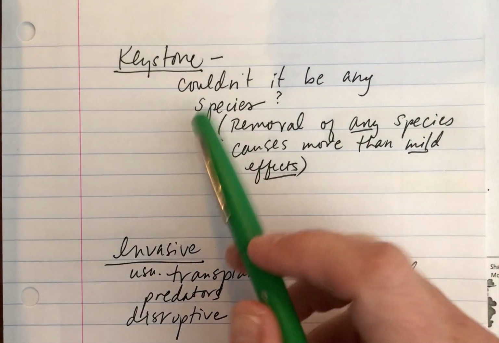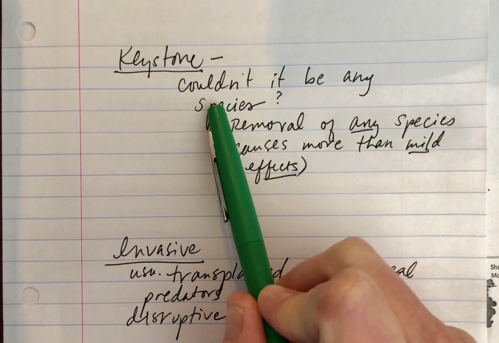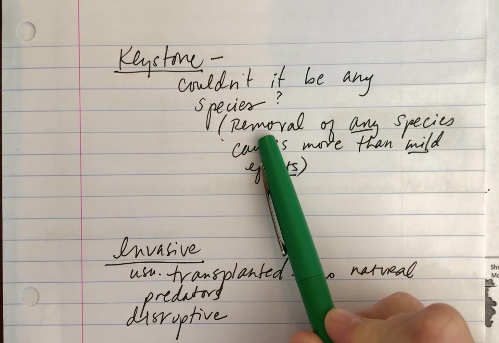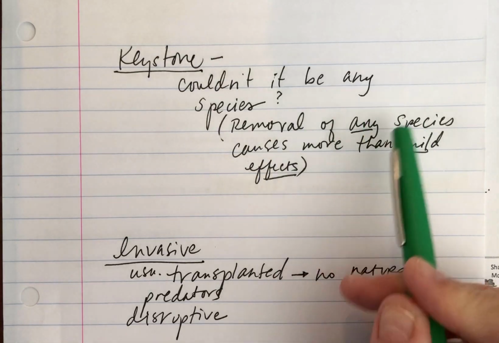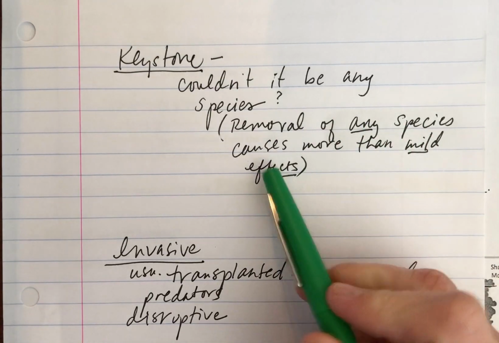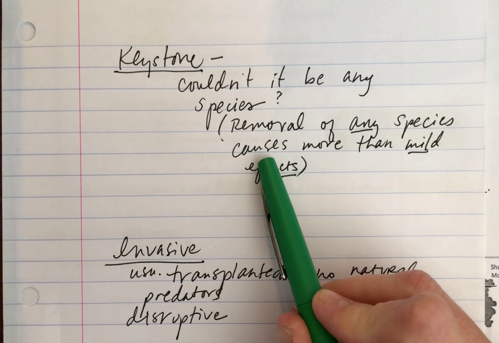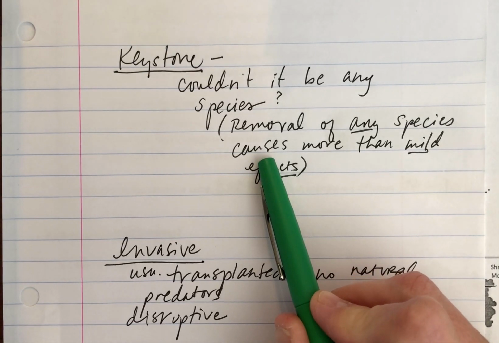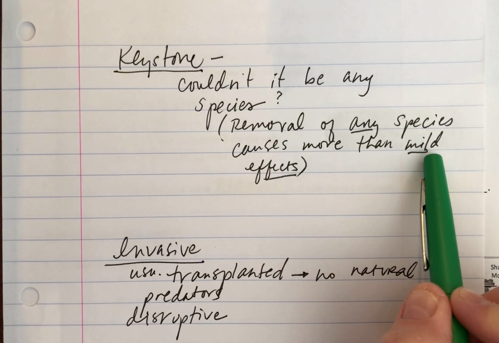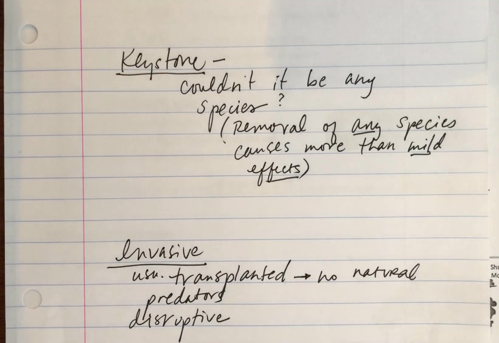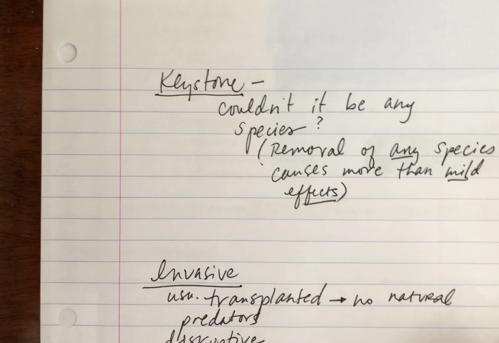So here we go. He said, couldn't a keystone species be any species? Because he's saying, well, if I remove completely the presence of any organism in the wild, isn't that going to cause a change? Isn't it going to be important to the balance of the ecosystem? Wouldn't it cause more than a mild or lame effect? And I can see where he's coming up with that question. So a couple things about keystone species to clarify.